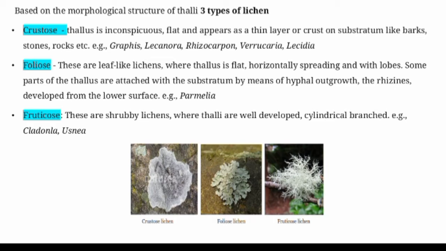Foliose lichens are leaf-like lichens where the thallus is flat, horizontally spreading with lobes. Some parts of the thallus are attached to the substratum by means of hyphal outgrowths. The rhizines develop from the lower surface. Example, Parmelia. Fruticose lichens are shrubby lichens where thalli are well developed, cylindrical and branched. Example, Usnea.